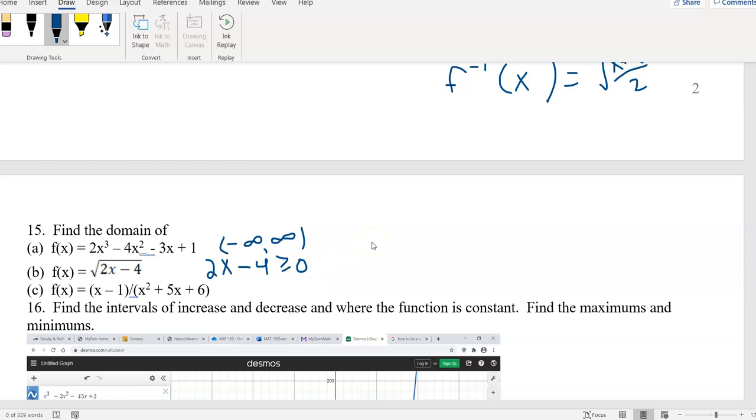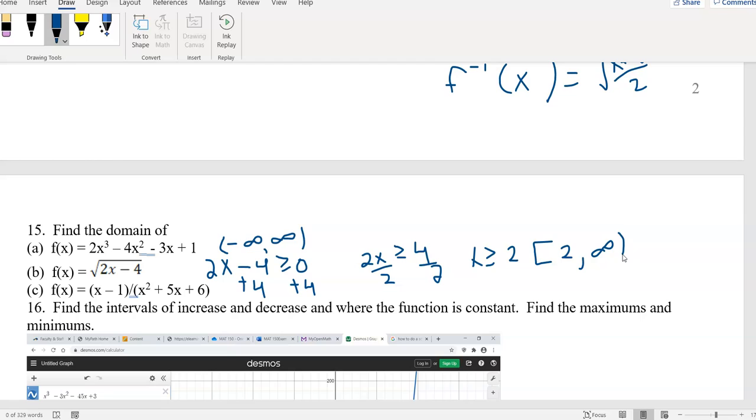2x minus 4 is greater than or equal to 0. So let's do that. Let's add 4 to both sides. And we get 2x is greater than or equal to 4. Divide out. Now that's not going to change our inequality because it's a positive. So we get x is greater than or equal to 2. Let's write that in interval notation. That is [2, infinity).